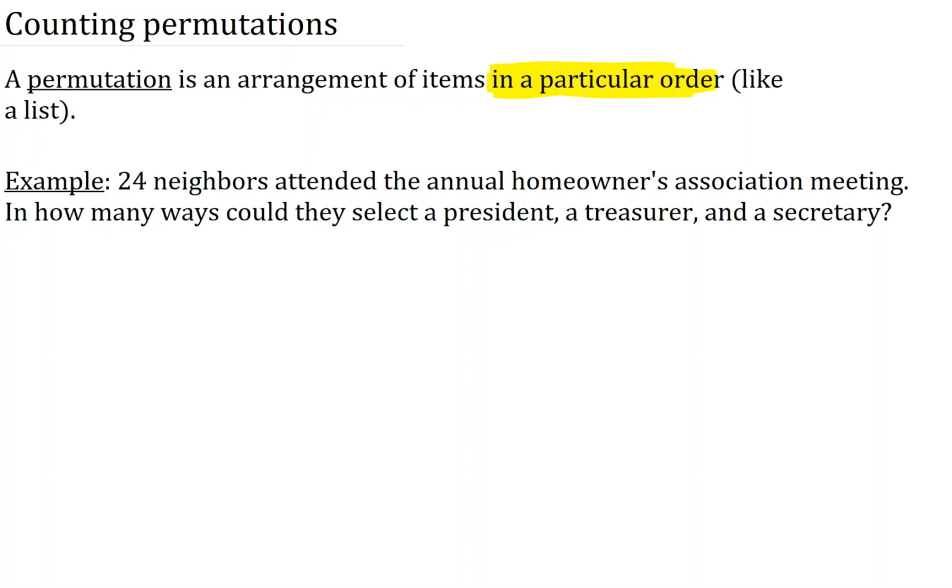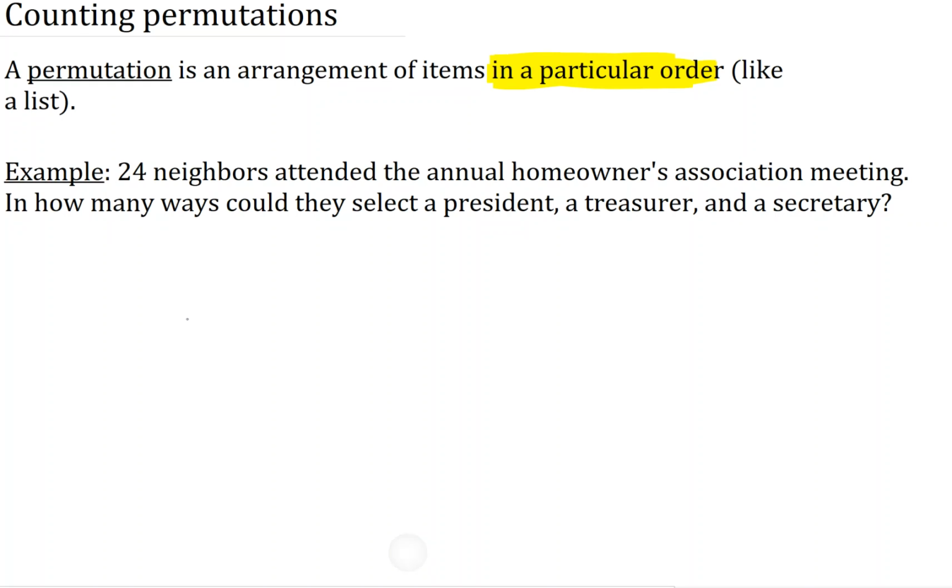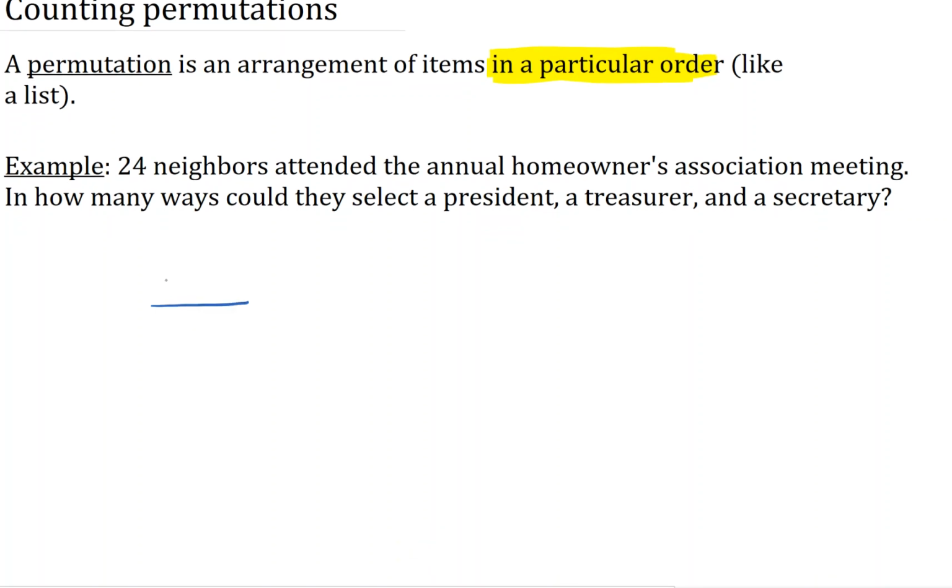Well, we can start this using the basic idea of multiplication. We have to pick 3 things, or 3 people. So we could say the first person is the president, the second person is the treasurer, and the third person is the secretary. And we know that if we're going to pick the president first, for example, and any of the neighbors could be president, so that could be any neighbor, then there are 24 options for the president.